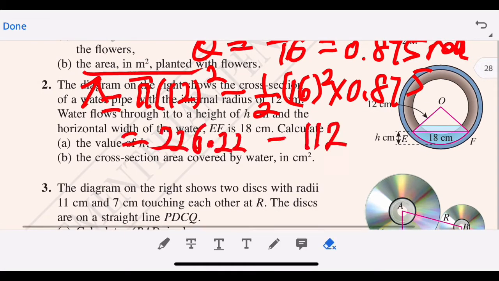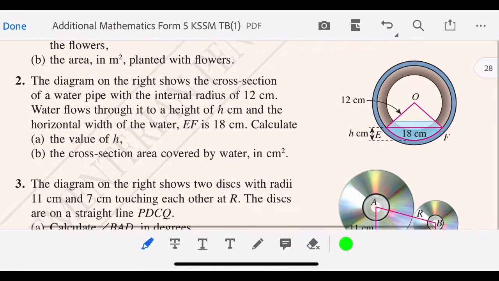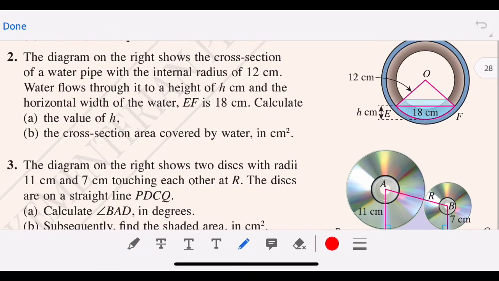Now I'm going to discuss question number 2. For this question number 2, you need to work on the diagram. Let's understand the question first.